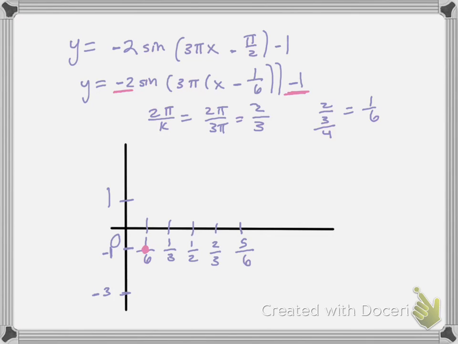Now at 1/3, normally it would go up to the highest point, but because it's reflected, it's actually going to go down to the lowest point, and then back up to 0 at 1/2, and then up to the highest point, and back down to 0. So that's what our graph looks like.